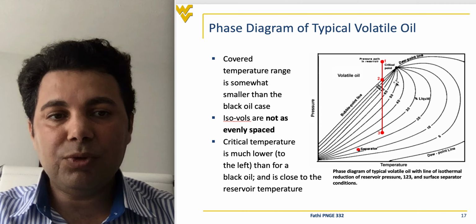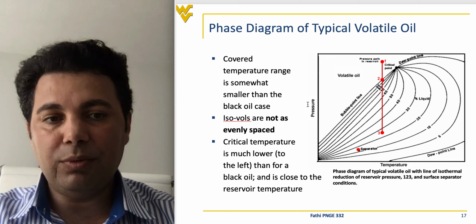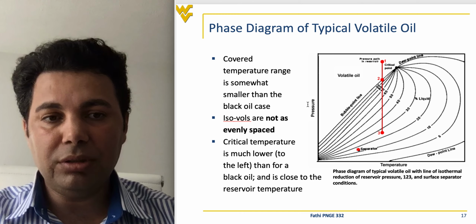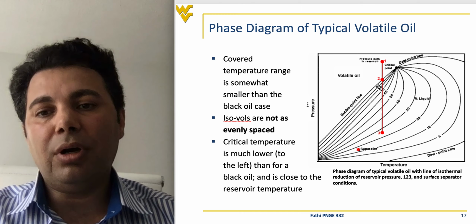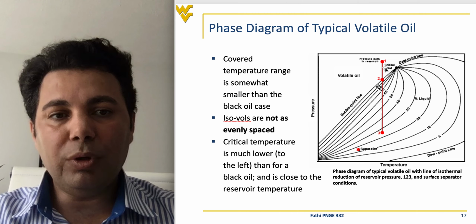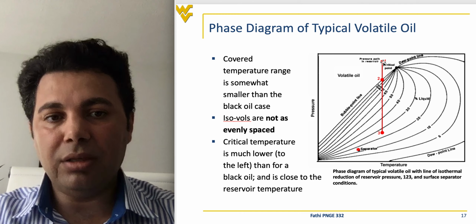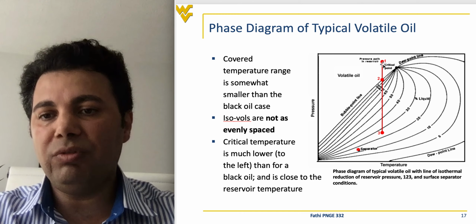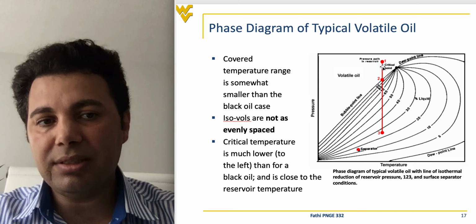So if I have this graph and the previous phase envelope for the black oil, I can easily identify that the volatile oil has a temperature closer to the critical point, and the isovolumes are not evenly distributed. If we are at point 1, we are at unsaturated oil. If we introduce gas, it starts dissolving in it, so it's going to be a single-phase liquid.